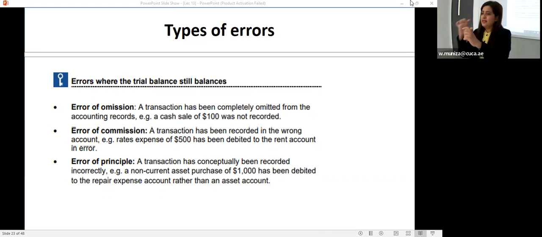If we have taken a head in the right place, but under that head of accounting, we have made a mistake, that is an error of commission. Say, for example, we have purchased a land, but instead of debiting land, we have debited motor vehicles.